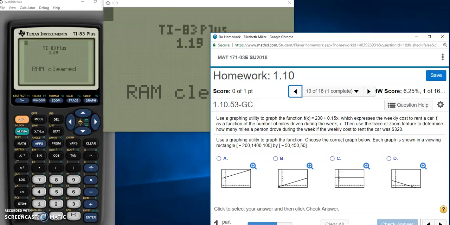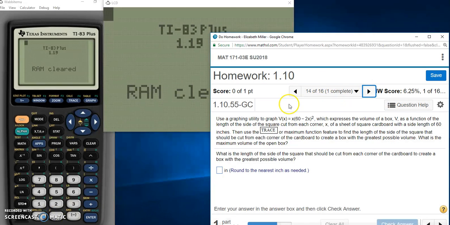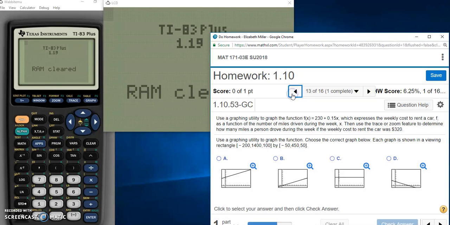Hello guys, so I had a request for a video doing some of the 1.10 problems that use the calculator. So I'm going to do 13 and probably 14. Hopefully I can fit this in one video, but we'll see, I might do two.